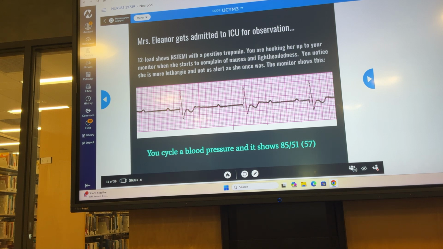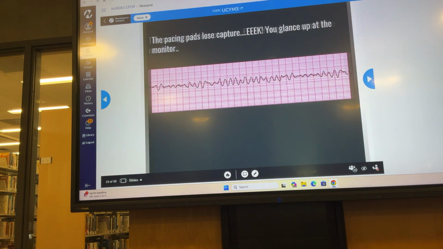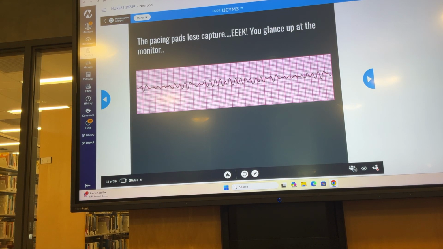Her cardiac output is low. She's not tolerating it. She's hypotensive. She's nauseous and lightheaded. Okay, she doesn't like it, so we're going to pace. Third degree heart block, arrow, pace. Okay? Okay, the pads, lead, capture, eat. You glance up. What do we got going on here?